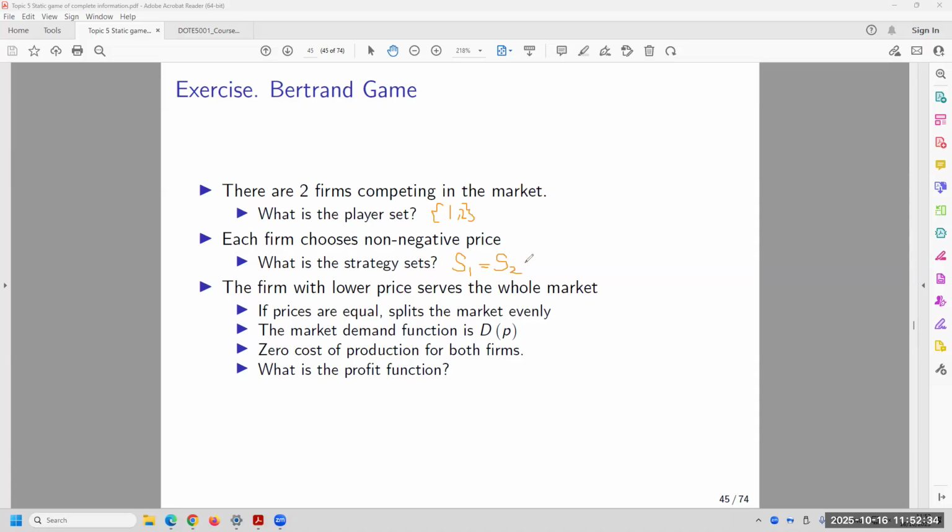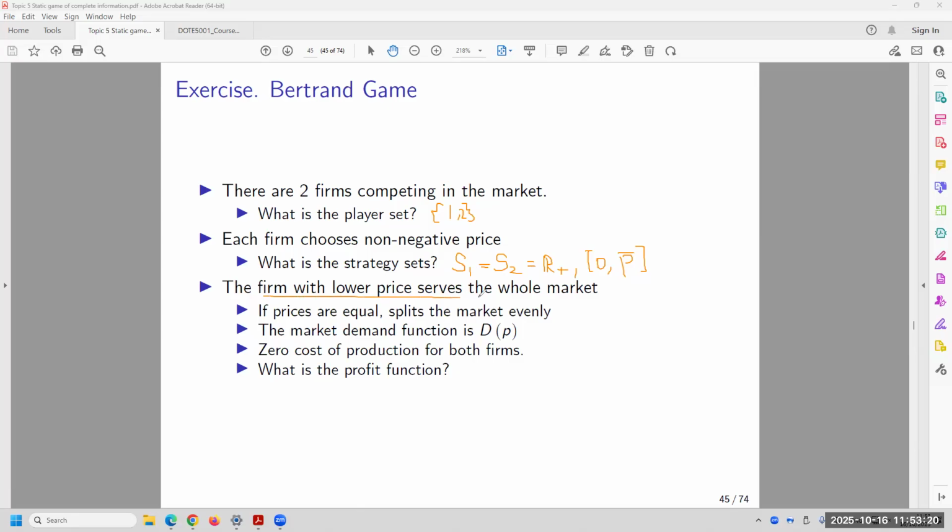You can't set a negative price, so the strategy set is usually R plus. Or you can say from 0 to some maximum price, P bar, because you can imagine that above this price no one will buy anyway. Of course, you can also do infinity.